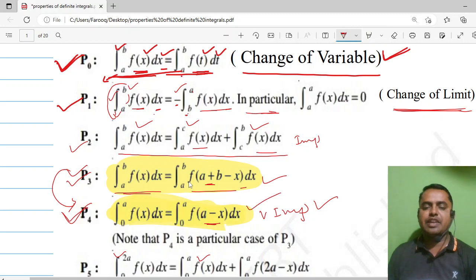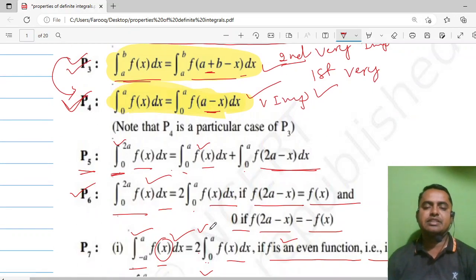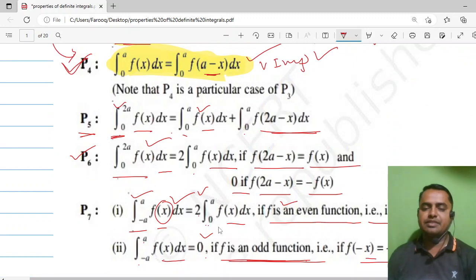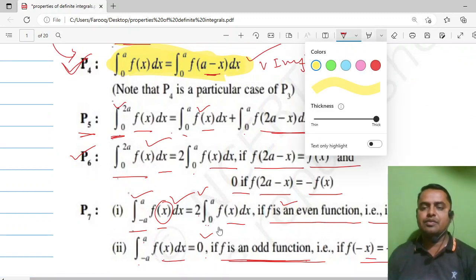This is the first very important property. Very important. This is the second very important property for the point of your exam. And the third is this one. This property is very important for the point of your exam.